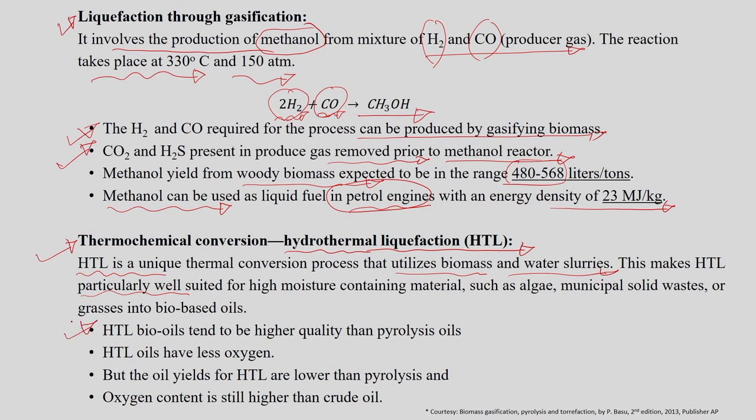And regarding the product quality obtained from the HTL process, the HTL bio oil tends to be of higher quality than the bio oil obtained using the pyrolysis process. Similarly, the HTL oil has less oxygen content than the oil obtained from the pyrolysis of the biomass. Apart from that, the oil yield of HTL is lower than the pyrolysis process, but the oxygen content of the oil obtained using the HTL process is lower than that of the pyrolysis process, though it is still higher than that of the crude oil.